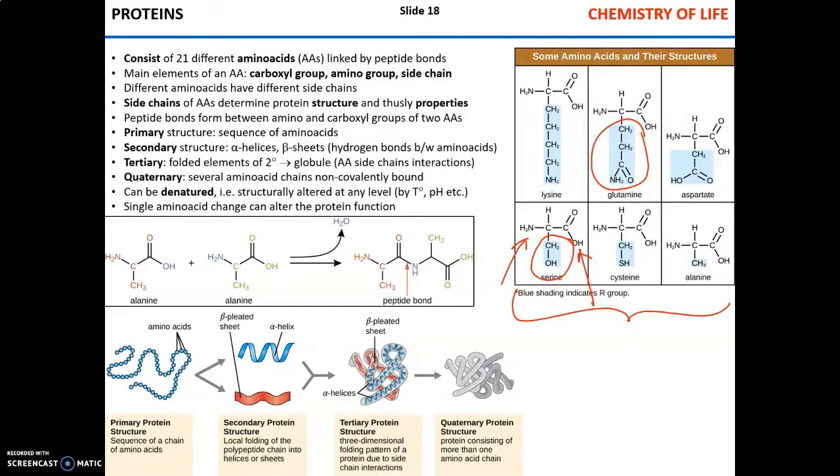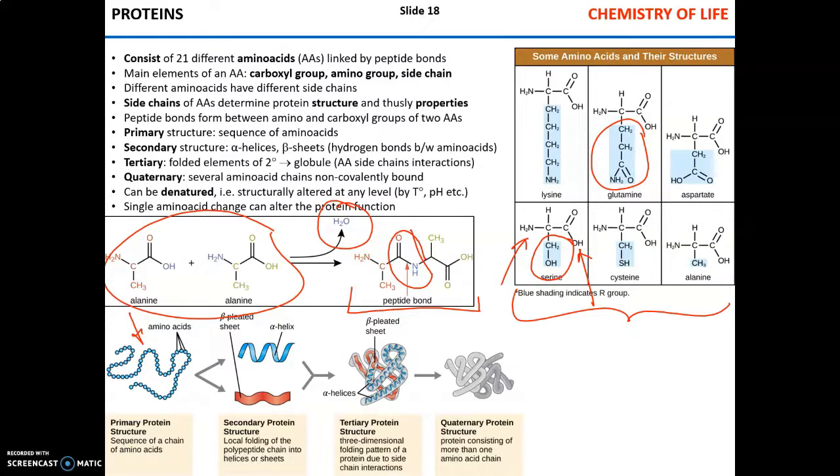Essentially, side chains of amino acids will determine the structure and the properties of a protein. When two amino acids combine in the reaction of, again, dehydration, they form a peptide bond. And here you have a dipeptide. When many amino acids combine, they form a polypeptide shown here. And the sequence of amino acids in the polypeptide is called a primary structure of a protein.